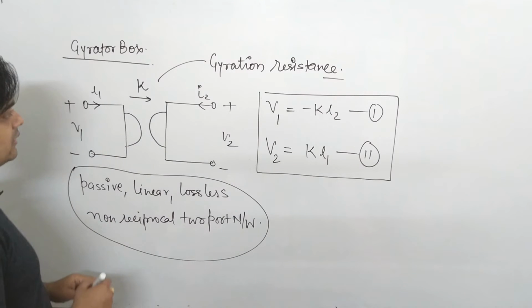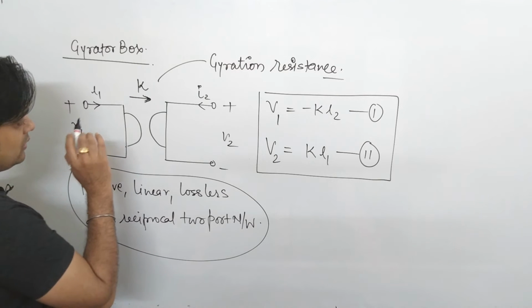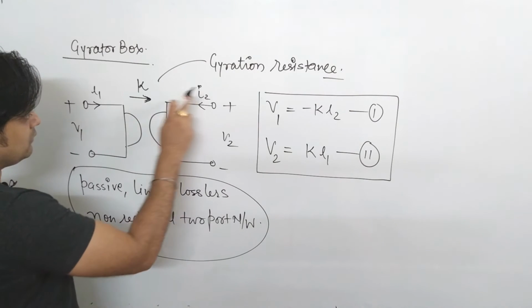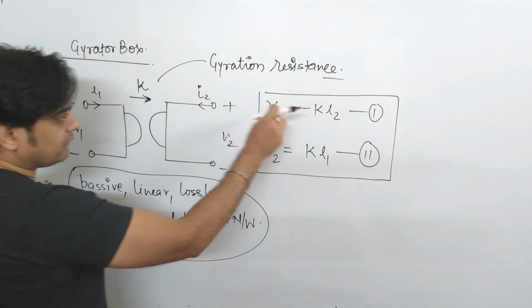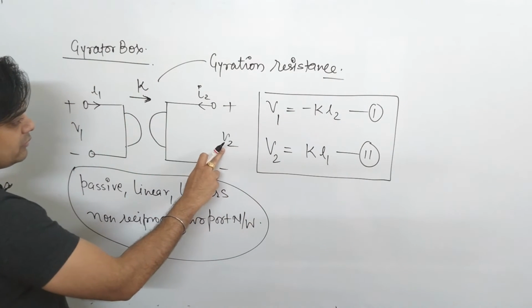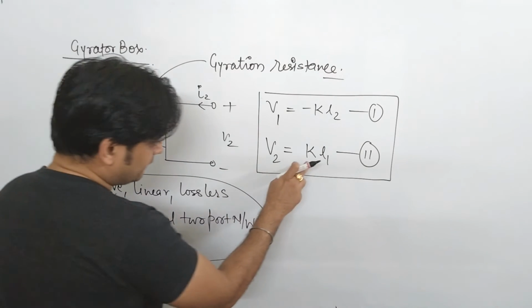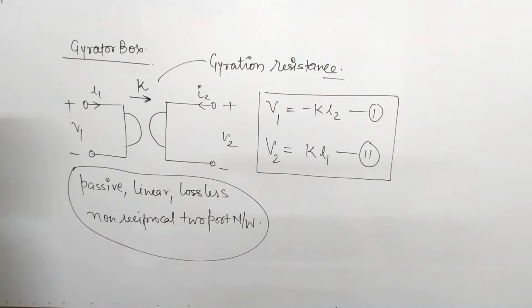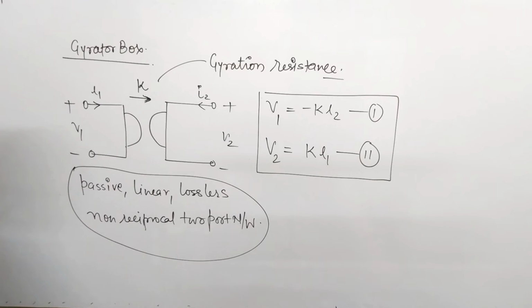Now how do you remember it? Please see, the direction of K is in this form in the gyrator box. If you find the relation between V1 and I2, the direction of I2 is different from the direction of K, so that's why the minus comes. But for V2, the direction of K and the direction of the current are the same, that's why it comes to be positive. This is just for remembering the sign convention. Now if you know these two equations, can you find the different parameters? Yes, you can. How? Please see.